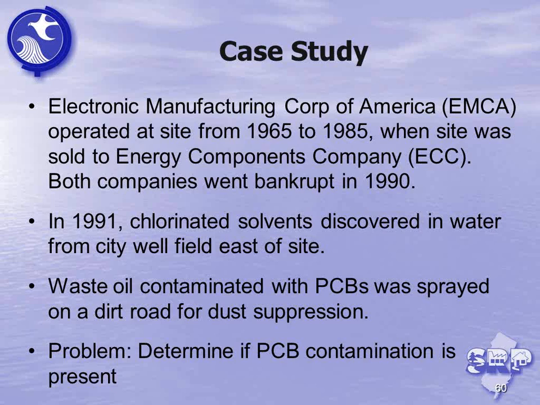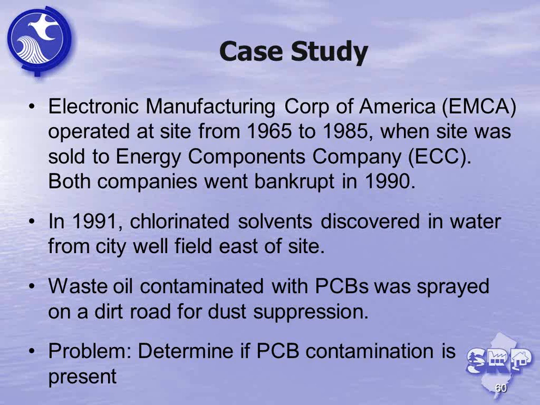So, case study, this was actually buried in some EPA training. I'll change the names to protect the innocent in a couple places here. The Electronic Manufacturing Corporation of America operated on site from 1965 to 1985. It was sold to the Energy Components Company. That was an ECRA trigger, right? Both companies went bankrupt in 1990. In 1991, chlorinated solvents were discovered in the water from the city well field. Oops. It was reported that waste oil contaminated with PCBs was sprayed on a dirt road for dust suppression. So the problem here specifically was, is there PCB contamination at issue?